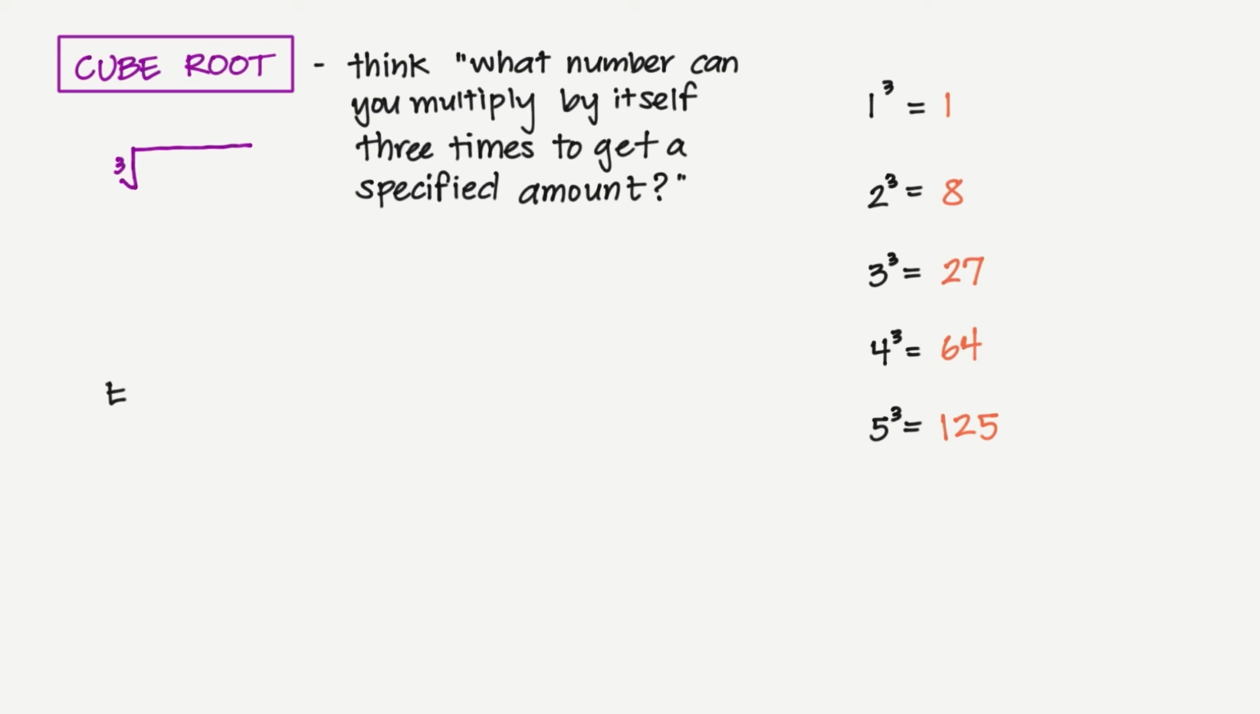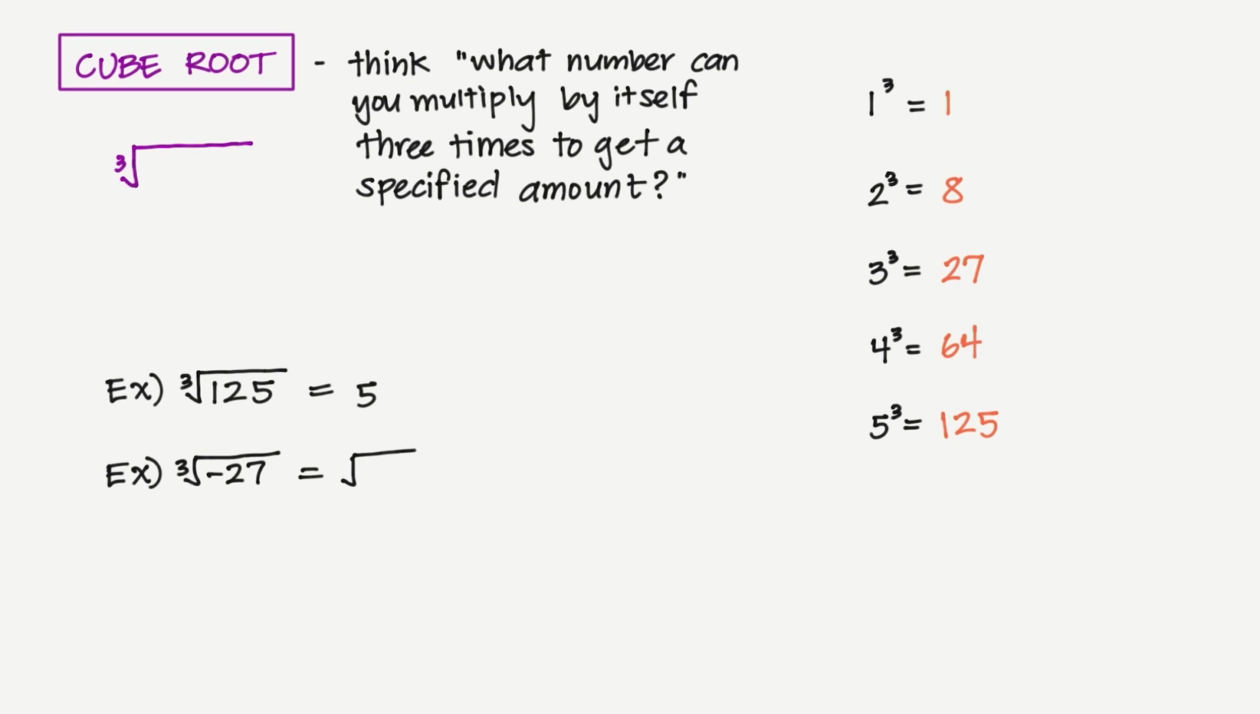So let's go ahead and do our first example where we're going to look at the cube root of 125. And since I already have this over here on my list on the right, I know that the cube root of 125 is in fact 5. All right, for my next example, let's go ahead and find the cube root of negative 27. Well, this would be negative 3 times negative 3 times negative 3, so negative 3 is my answer.